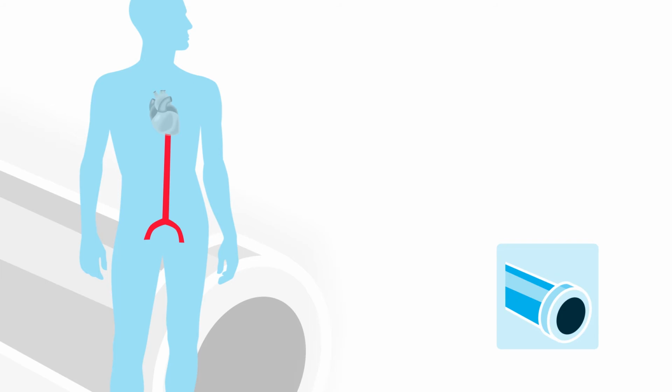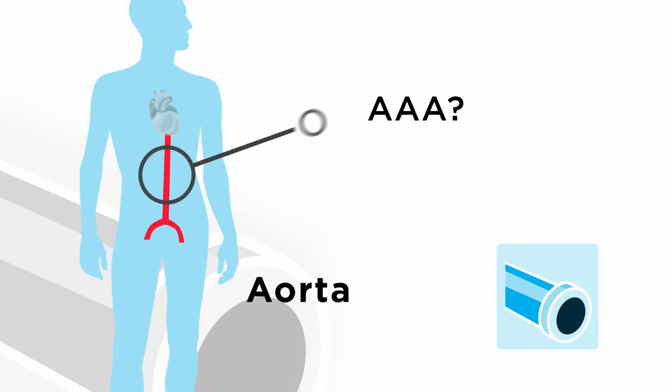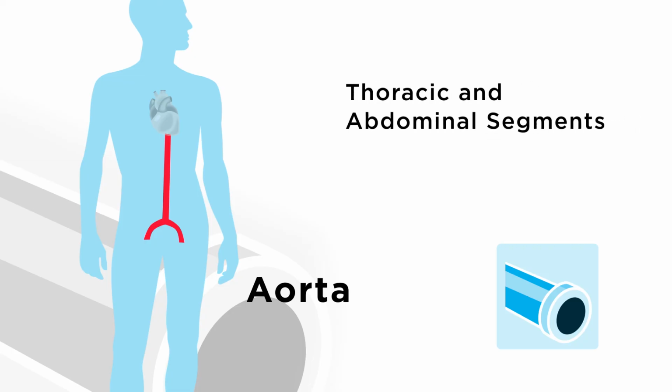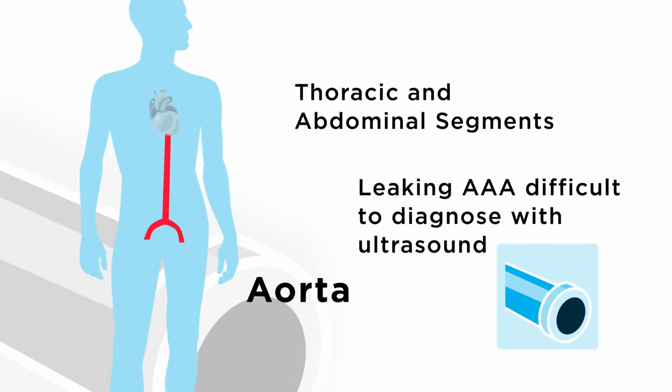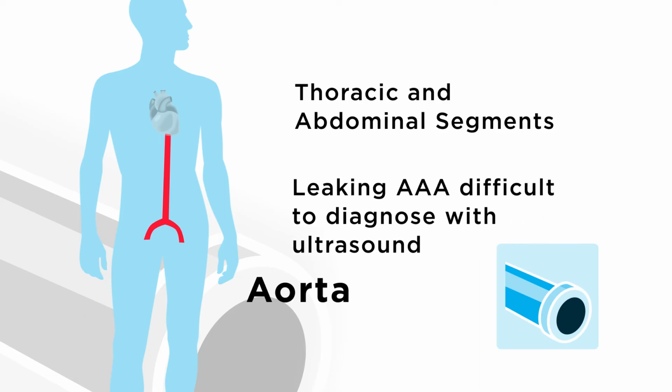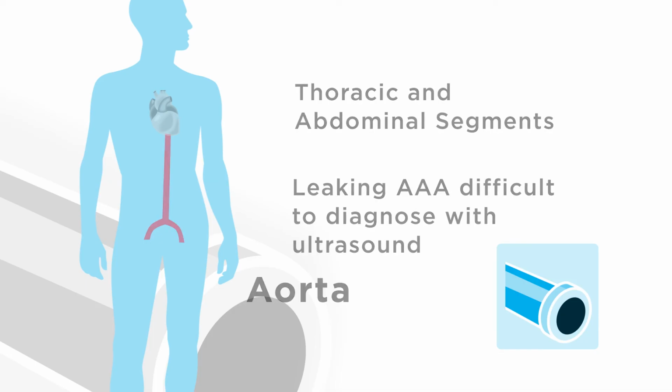radiation. Three major blood vessels should be evaluated. The thoracic and abdominal aorta should be assessed for evidence of aneurysm and rupture of the aneurysm or aortic dissection. Keep in mind that leaking aortic aneurysm may be very difficult to diagnose with ultrasound.